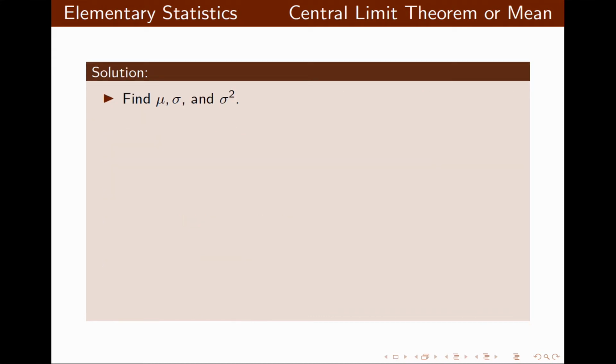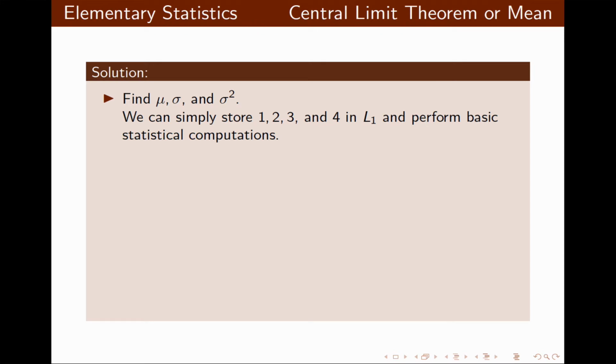So to find the mean, standard deviation, and variance of rolling it once, the numbers 1, 2, 3, 4, we're going to place those in a list. We're going to do basic computations, and we conclude that the mean is 2.5, the standard deviation is 1.118, and the variance is 1.25.